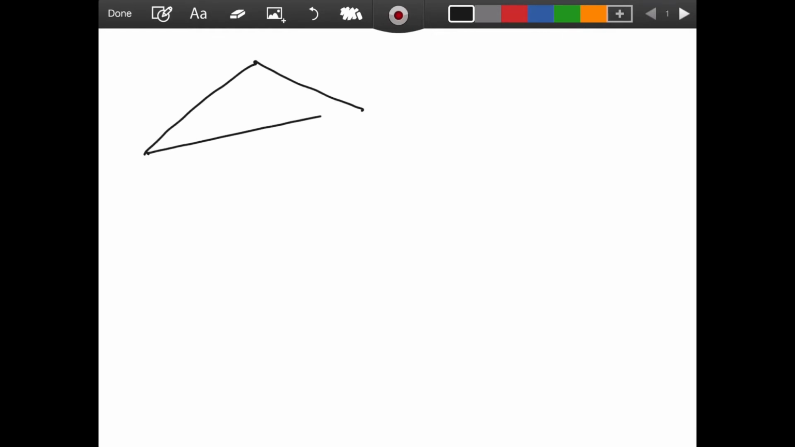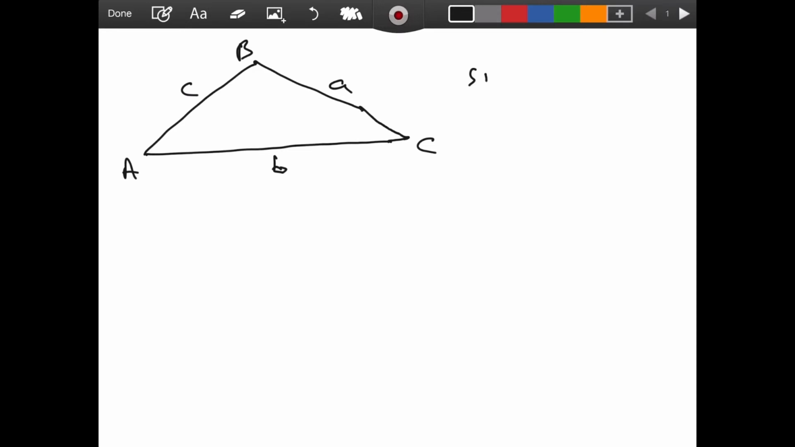Welcome everyone. In this video I will prove the law of sines, which states that if you have a triangle like this, and I couldn't draw it as nicely as I wanted, if you have a triangle ABC, and you name the sides as follows, using lowercase letters for the sides and uppercase letters for the measures of the angles, then the law says that sine of A divided by a is equal to sine of B divided by b, which is also equal to sine of C divided by c.